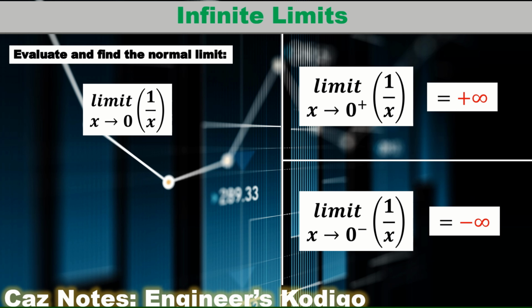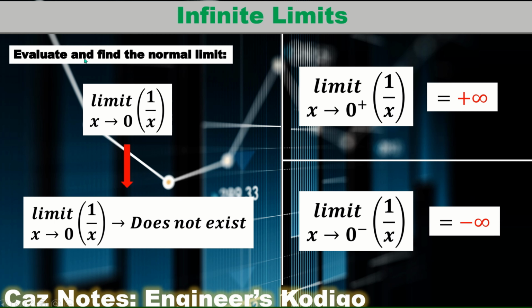Right? Excellent. Now, going back to the main problem, we are going to evaluate the limit and find the normal limit. So with this one, class, if you try to think, does the normal limit exist? Of course not. As you can see, our limit on the right-hand side is positive infinity and the left-hand side is negative infinity. These two numbers are definitely not the same. So therefore, for this very simple function, the normal limit actually does not exist. Okay?